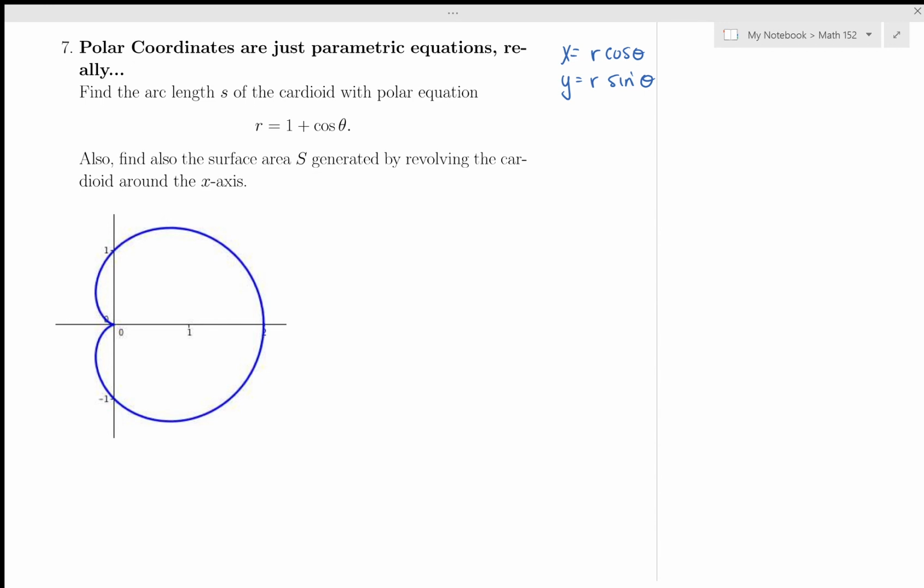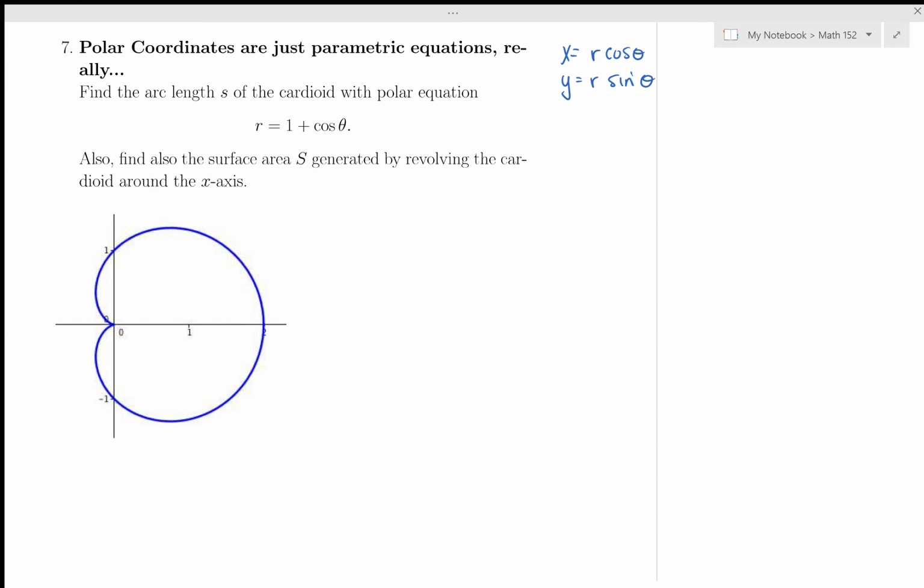So here we've got that cardioid. We've seen one of these guys before. What we want to do is find the arc length. So we want to find out how long is that blue line there that makes that heart shape. And we also want to find the surface area. We do want to do this, right? Okay, so how am I going to do this? Okay, here we go. Hold on to your hats.